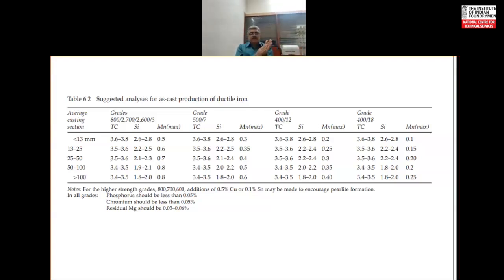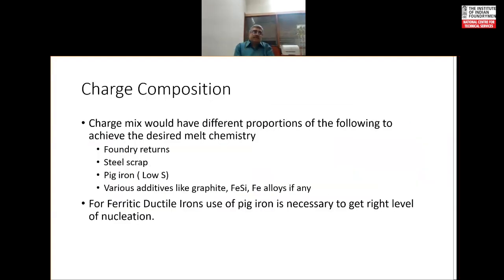And there is a note here which says that for higher grades, that is 800, 700, 600, some amount of copper or tin would help pearlite formation. It will refine the pearlite as well. Charge composition, I don't have to say much really, but people will use different proportions of foundry return, steel scrap, pig iron with low sulfur, and various other additives like ferroalloys and graphite and ferrosilicon. For ferritic ductile iron, use of pig iron in the charge is an absolute necessity because you need a high level of nucleation for producing ferritic ductile irons.